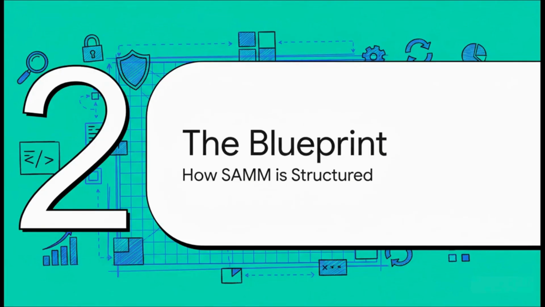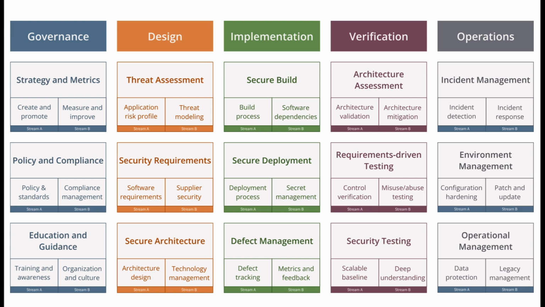Okay, so we've covered the what and the why. But how does this thing actually work? Let's pull back the curtain and take a look at the blueprint of SAMM's structure. At the very highest level, SAMM breaks down software security into 5 core business functions. Just think of these as the big pillars holding everything up. We're talking about things like governance, design, implementation, verification, and operations.